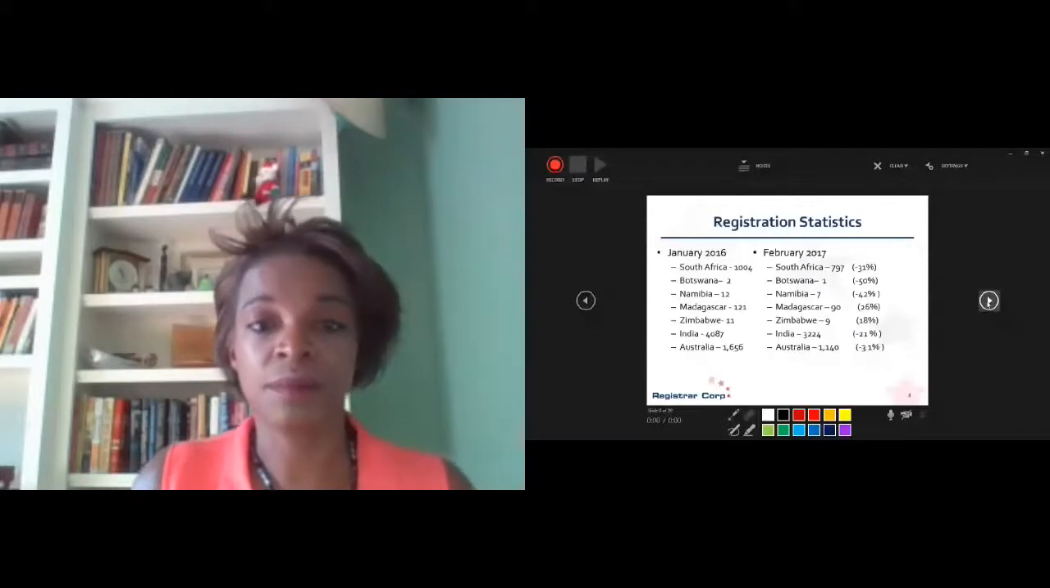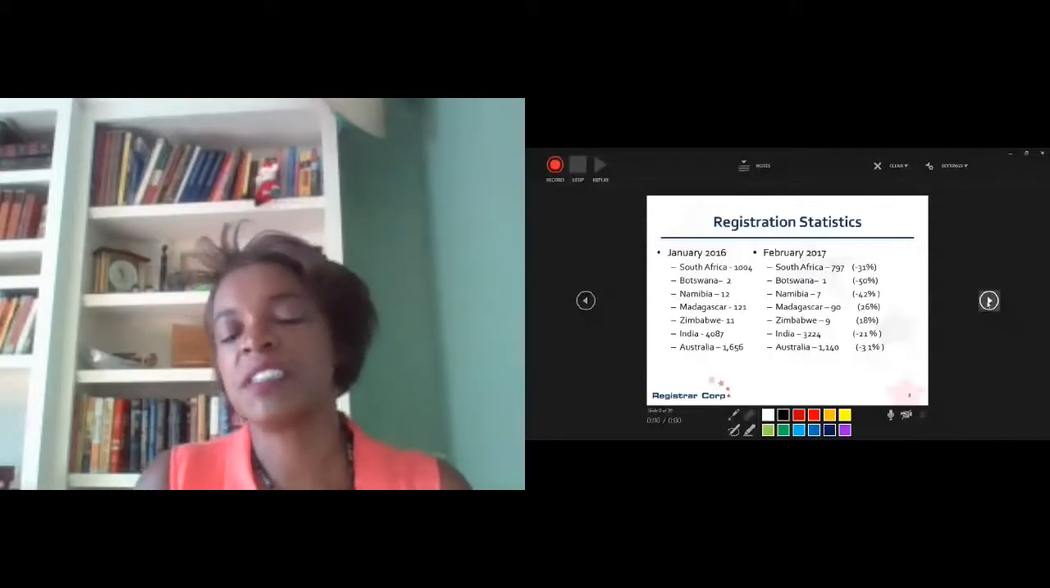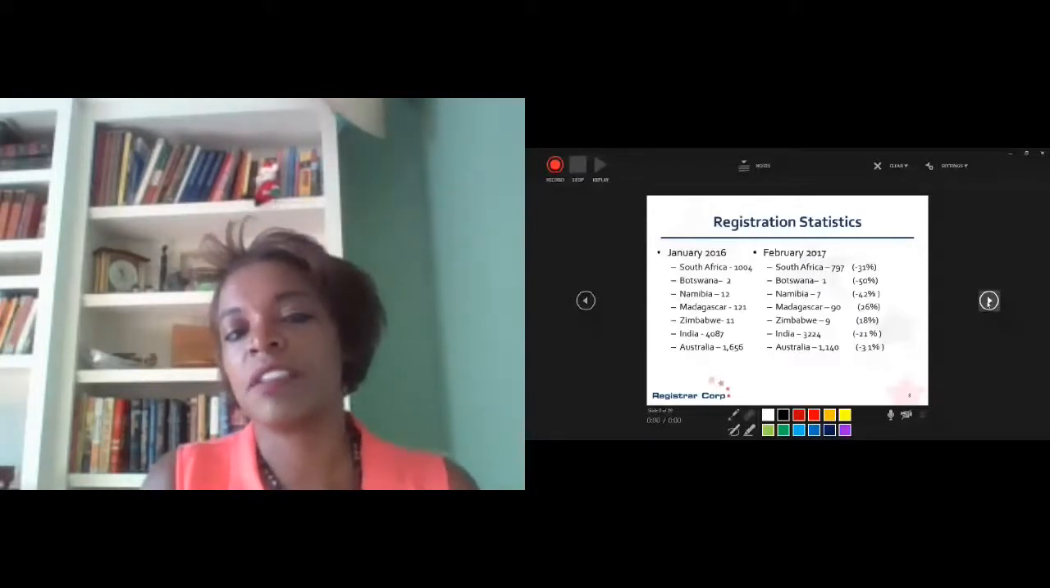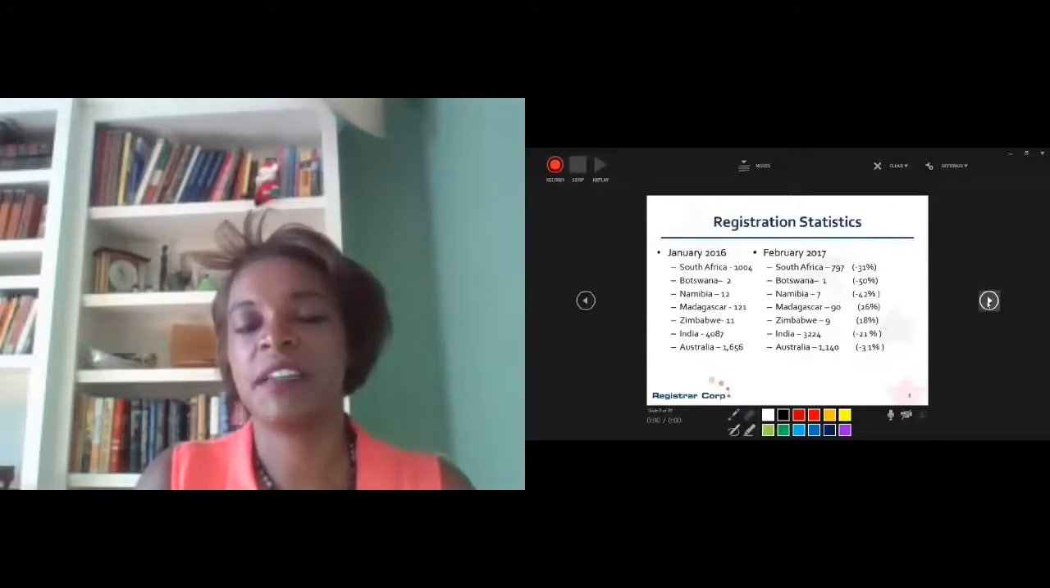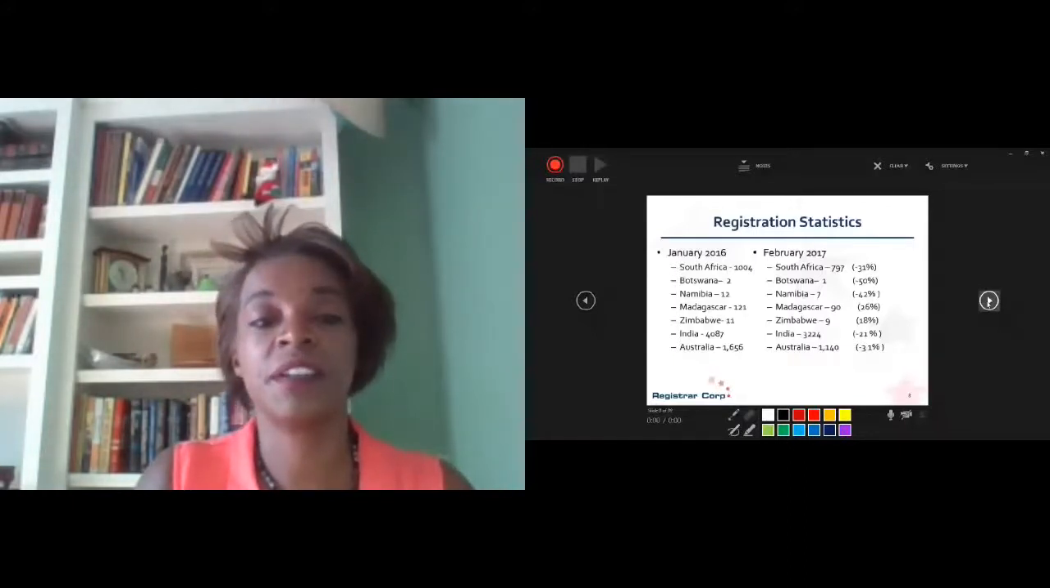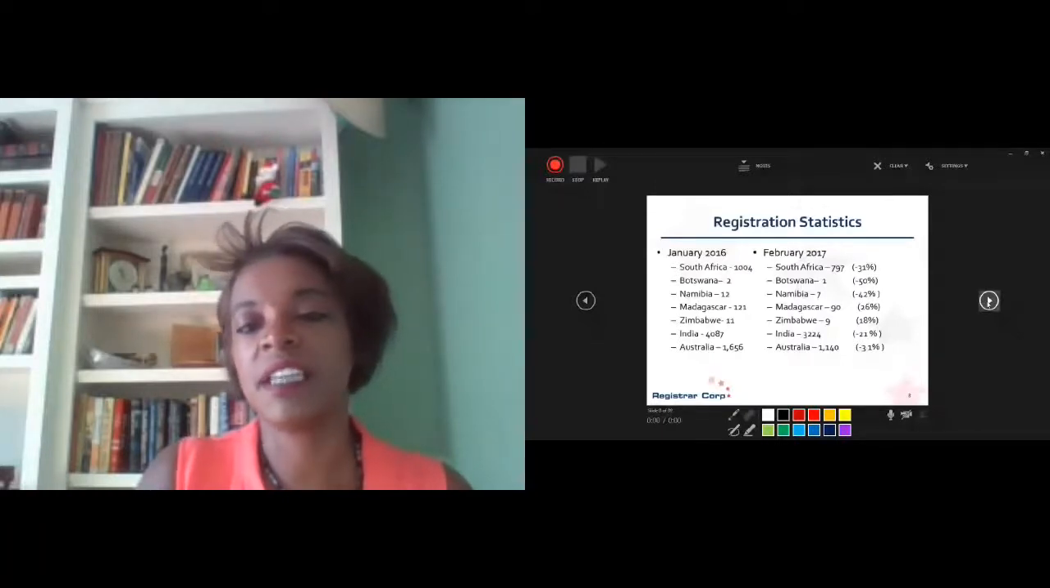Okay, so let's look at some registration statistics here. These are food facility registrations out of some African countries and some surrounding countries. You'll see South Africa in 2016 was at 1,004, and now it's at 797.